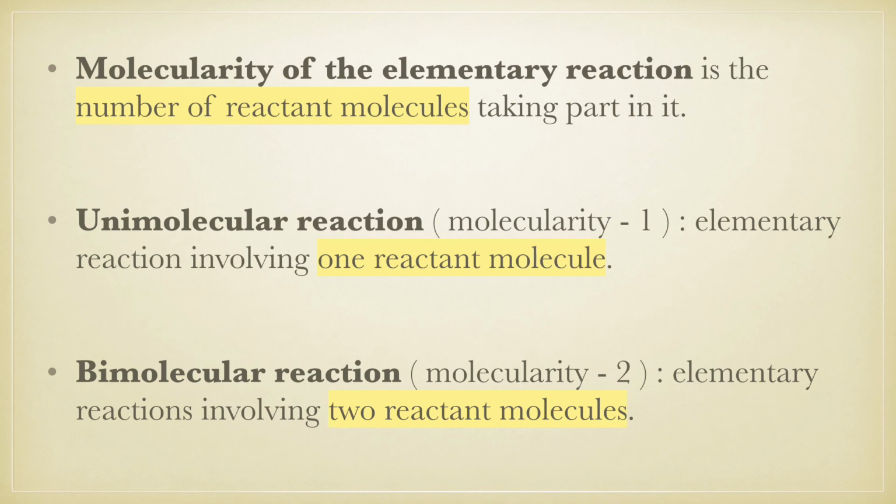Hopefully you understood the meaning of complex reaction and elementary reaction. So the molecularity of the elementary reaction is the number of reactant molecules taking part in it. What is important? The number of reactant molecules. Now we will see what we mean by unimolecular reaction and bimolecular reaction. Unimolecular reaction means molecularity is 1, that means an elementary reaction involving one reactant molecule. In case of bimolecular reaction, molecularity is 2, elementary reactions involving 2 reactant molecules.